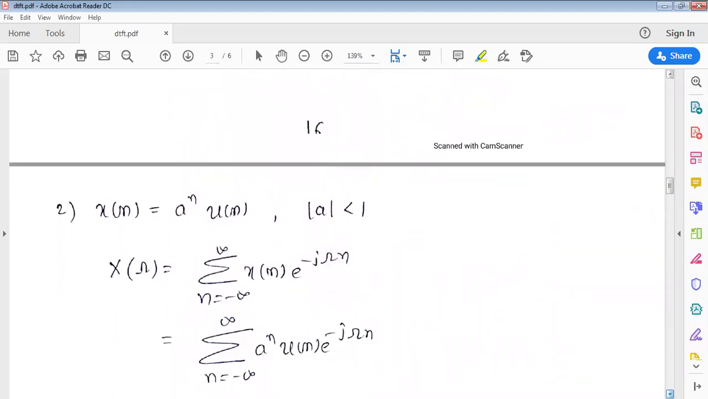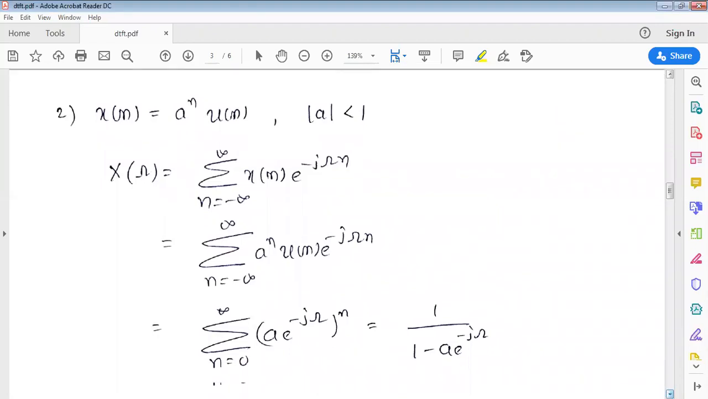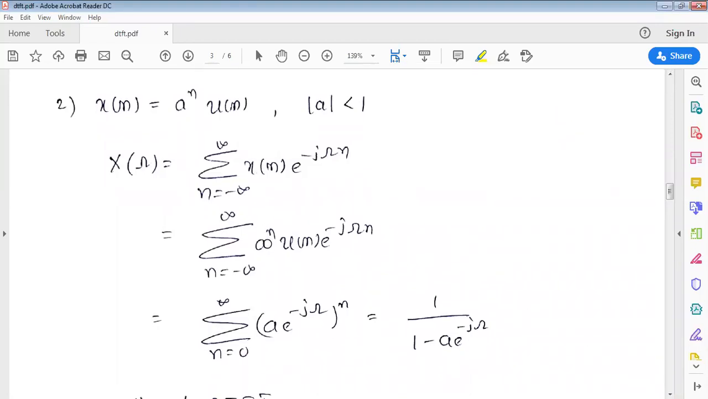Okay, let us look into this one. x of n equal to a power n u of n. So once again, I'll write the basic equation. X of omega is equal to summation from minus infinity to plus infinity x of n into e power minus j omega n. This is equal to a power n u of n e power minus j omega n. Since u of n starts from n equal to 0 to infinity, I have the summation limit from 0 to infinity, a power n into e power minus j omega n.